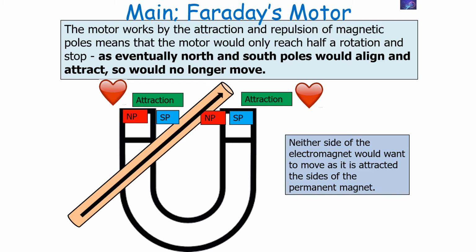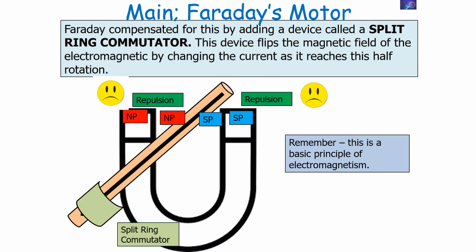In this particular situation, neither side of the electromagnet would want to move, as it's attracted to either side of the permanent magnet. Michael Faraday thought about this, and he compensated for it by adding a device into our motor called a split ringed commutator. This device flips the magnetic field of the electromagnet by changing the current as it reaches half a rotation. Remember, this is a basic principle of electromagnetism: if we change the direction of the current flow, we change the direction of the magnetic field in the electromagnet.